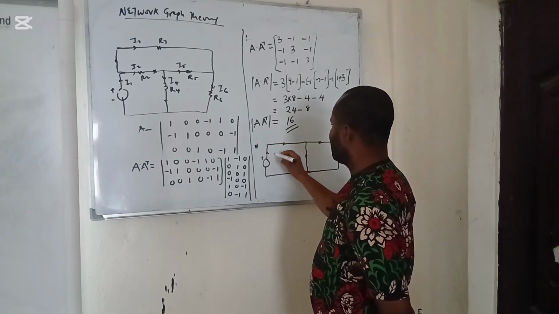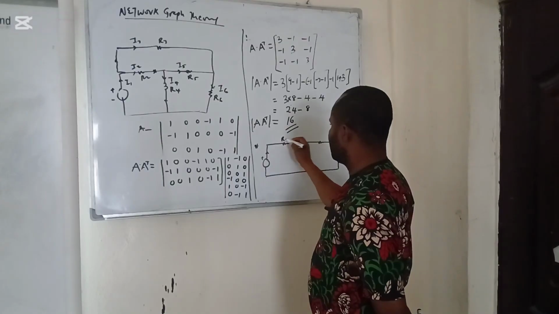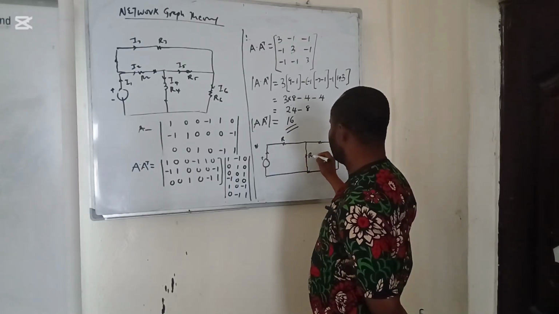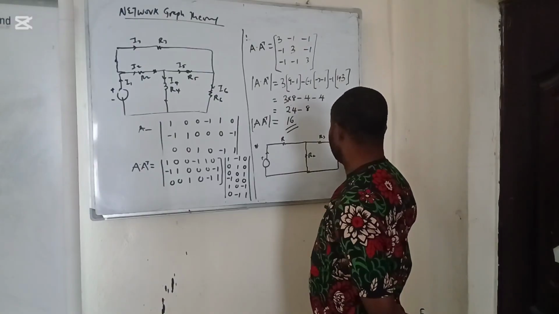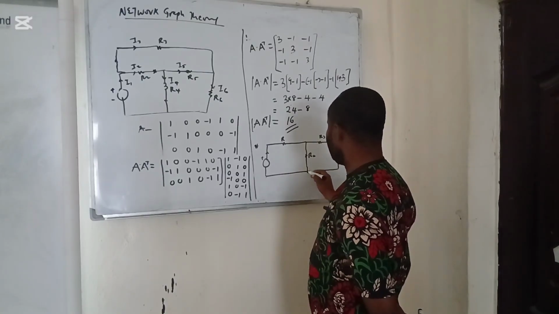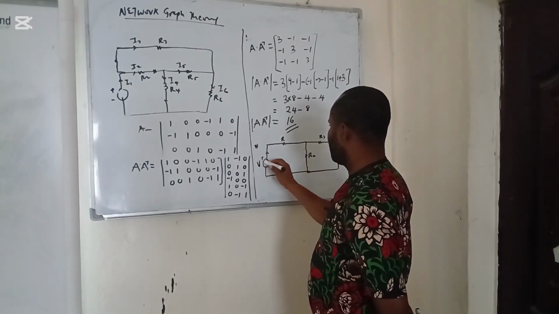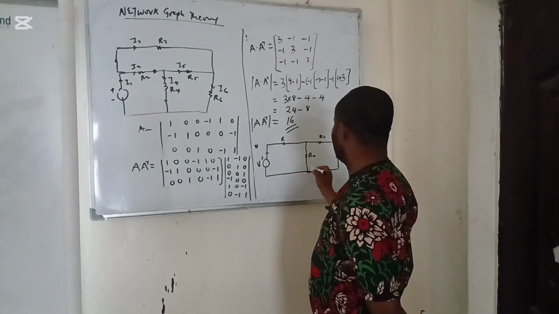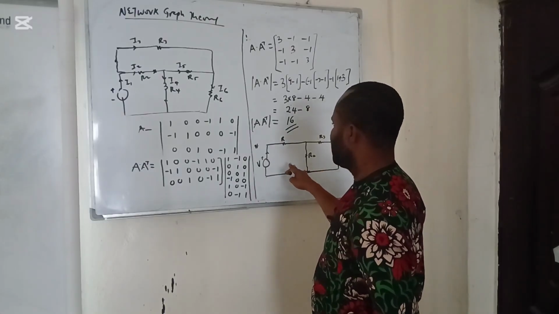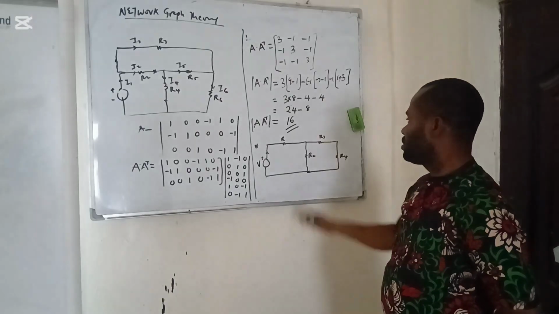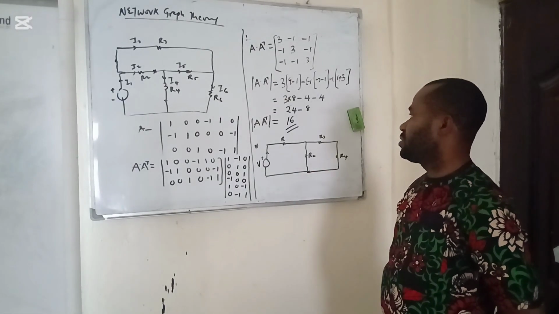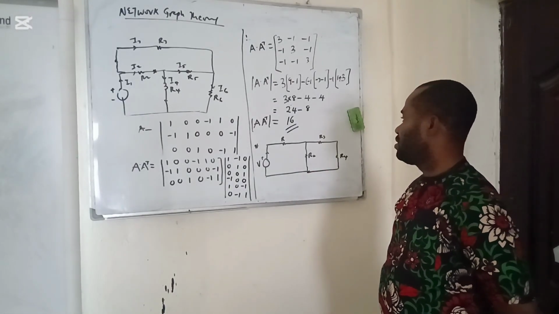This is a circuit. This is your resistor 1, resistor 2, resistor 3, resistor 4. Yes, this is VS. So you have to draw the graph and also let us know the number of trees that is possible in this graph.